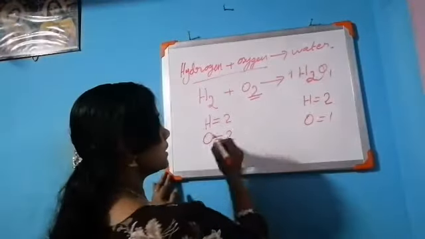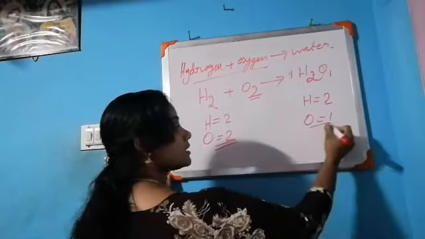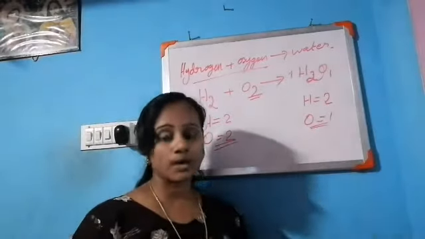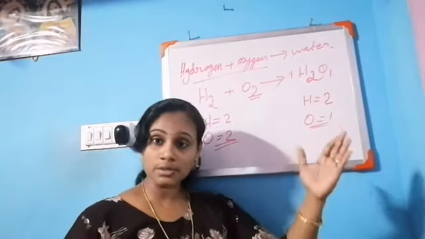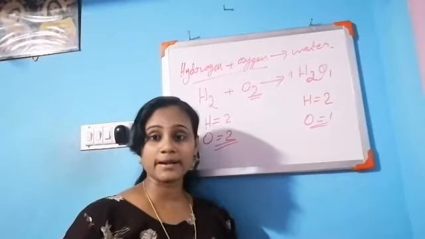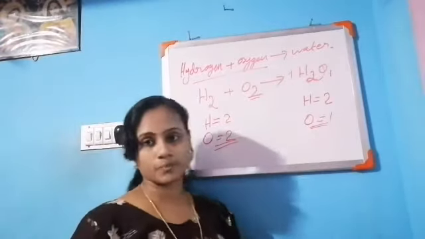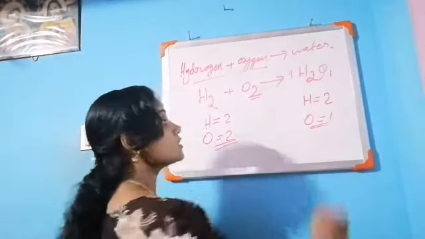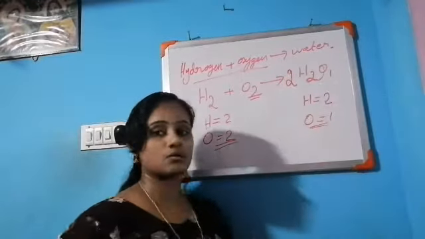So here oxygen number 2, here product side oxygen number 1. So which side has less number of oxygen? That is on the product side. So we should multiply it by 2 on the left side of that water compound. Okay, that compound. So multiply by 2 on the left side of that compound.